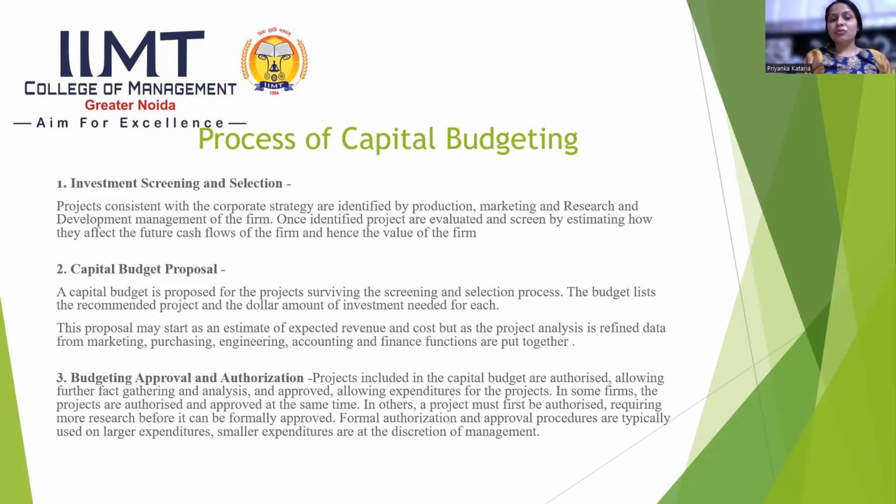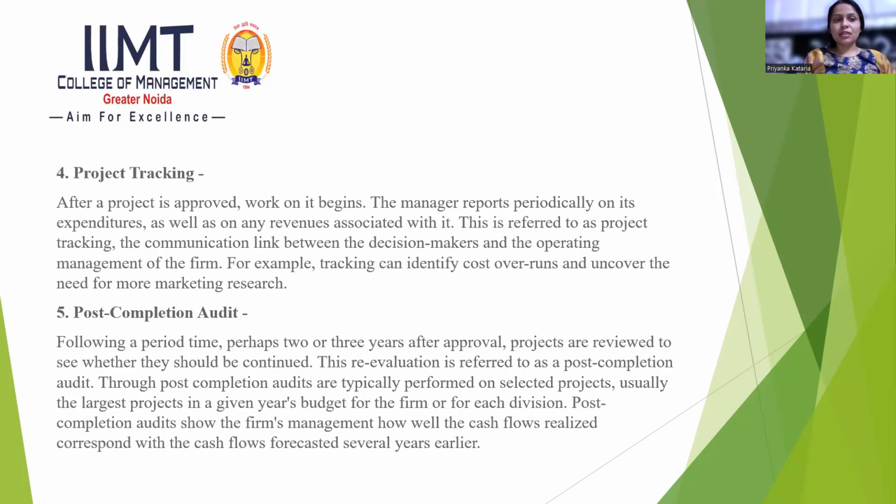Third is budgeting, approval and authorization. Projects included in the capital budget are authorized, allowing further fact gathering and analysis, and approved, allowing expenditure for the projects. Fourth step is project tracking. After a project is approved, work on it begins. The manager reports periodically on its expenditure as well as on the revenues associated with it. Then the fifth step will be the post-completion audit. Following a period of time, perhaps 2 or 3 years after approval, projects are reviewed to see whether they should be continued or not.